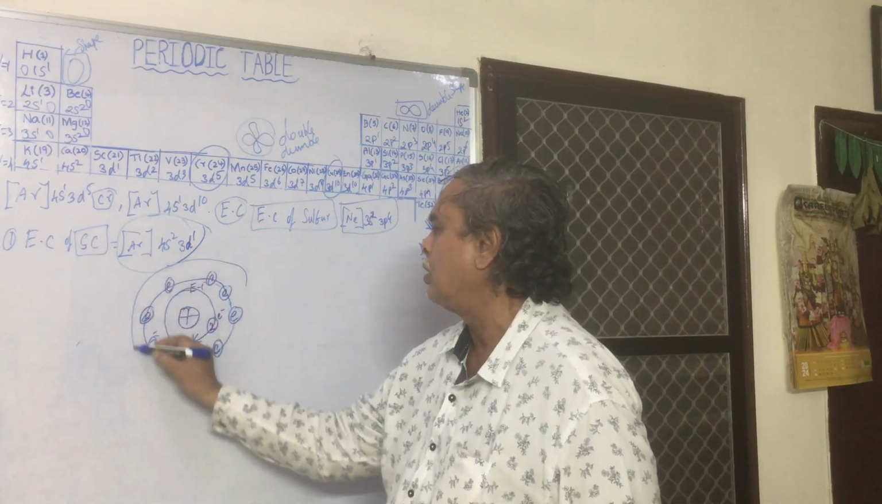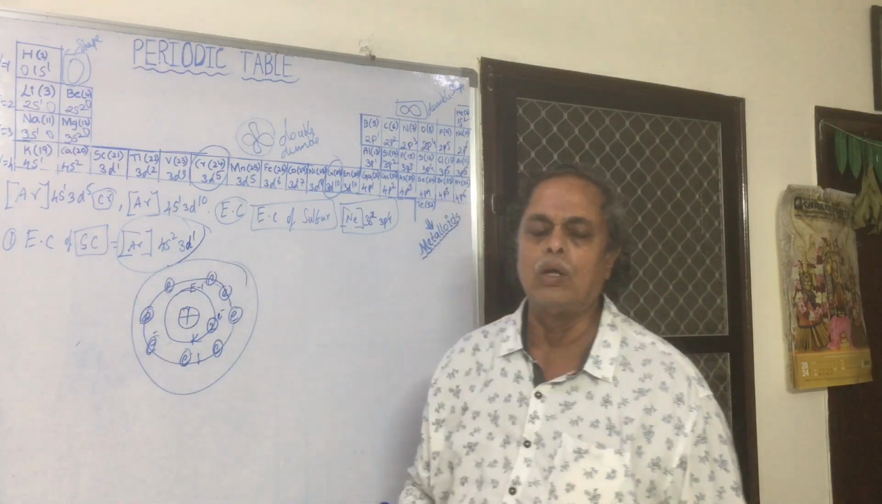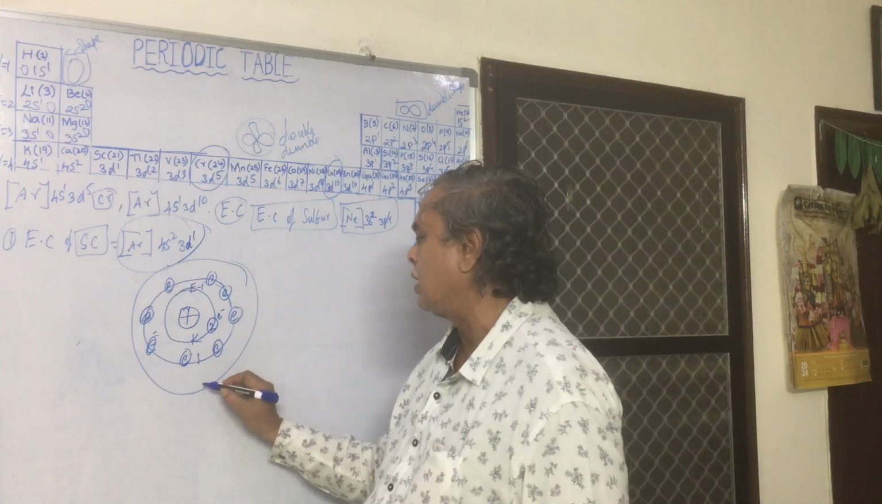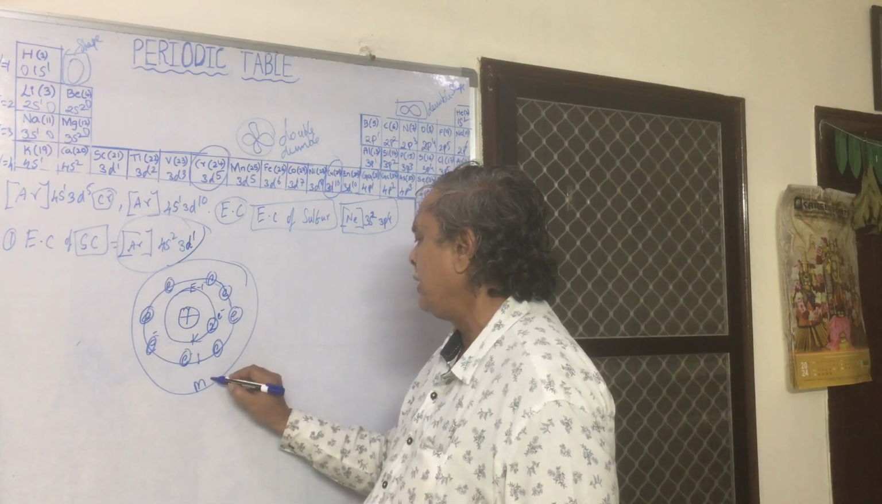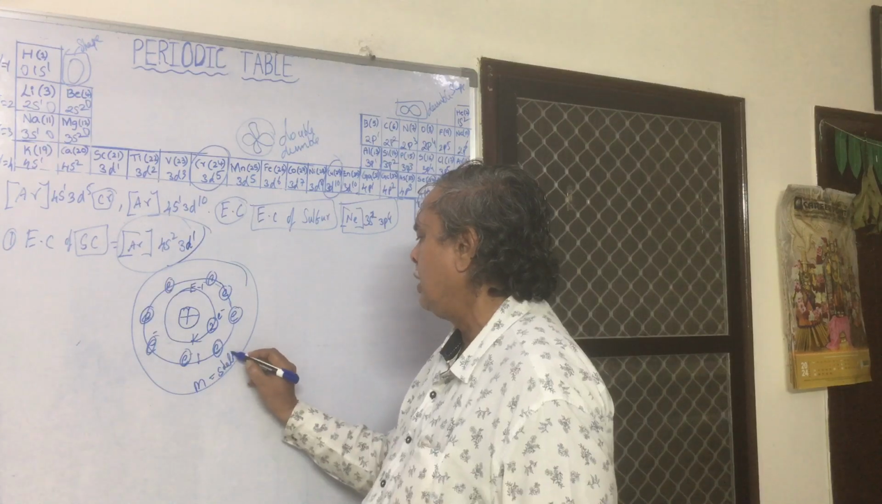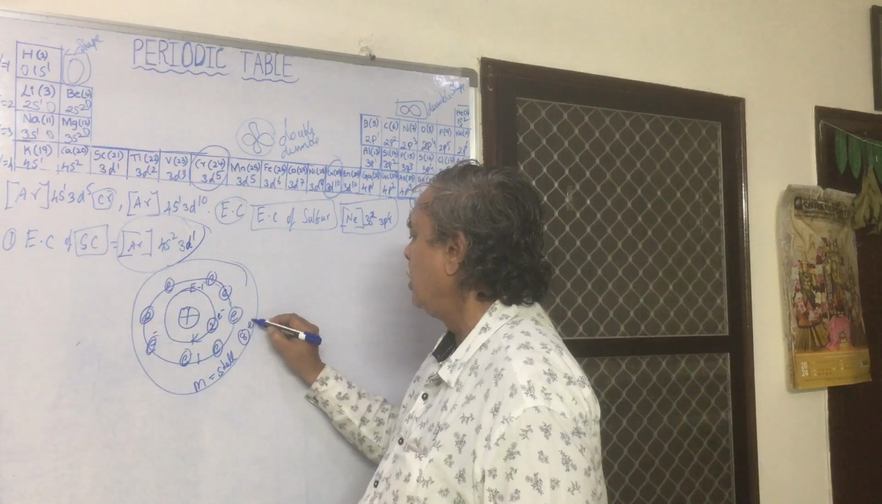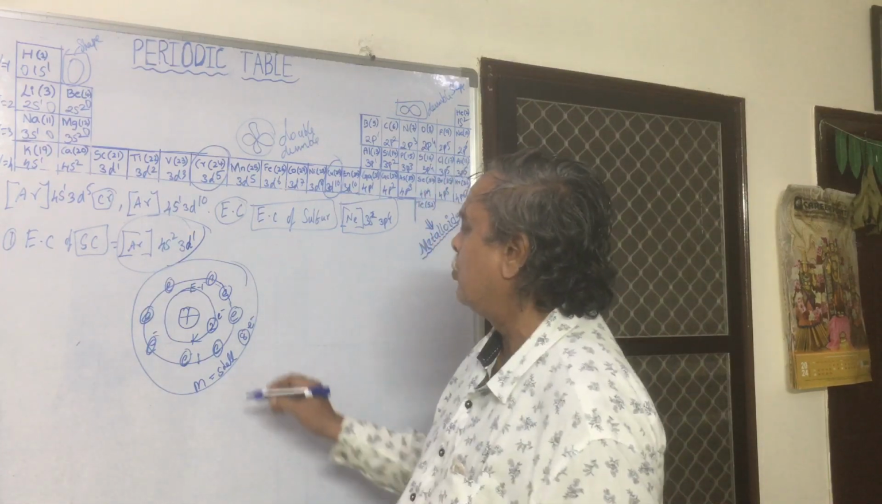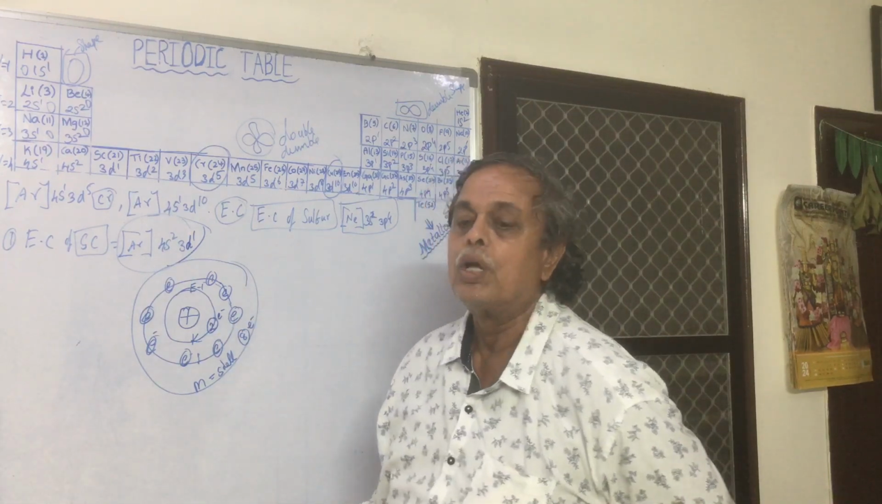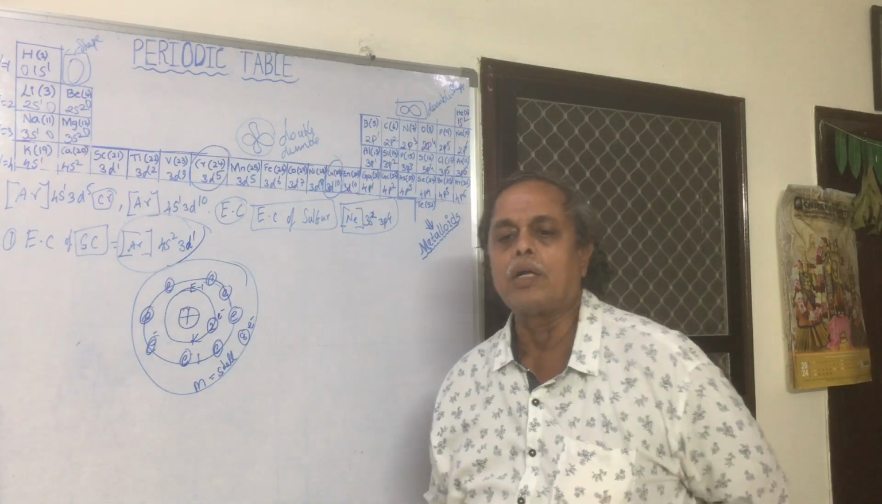What do you call the third shell? The M shell is called the third shell. This is the M shell. It also has 8 electrons. The first shell follows the duplet rule. The next shell follows the octet rule.